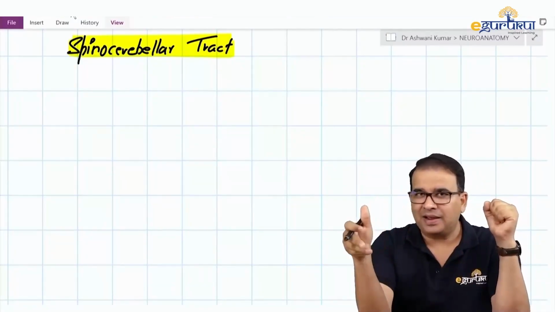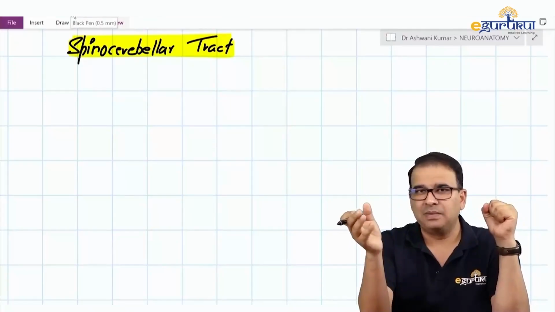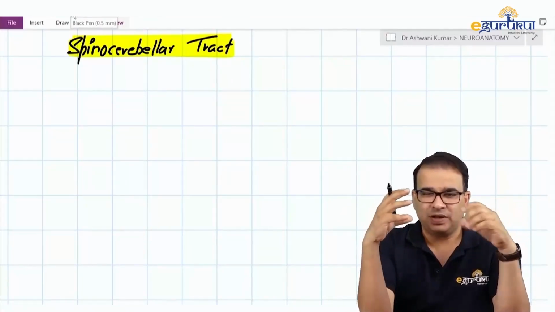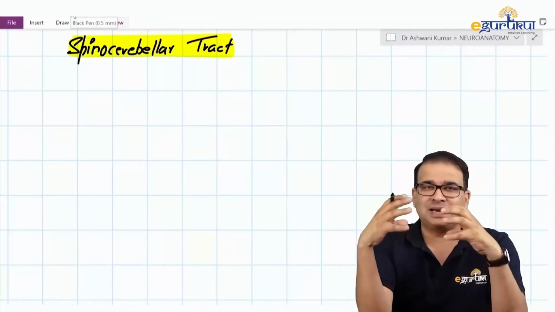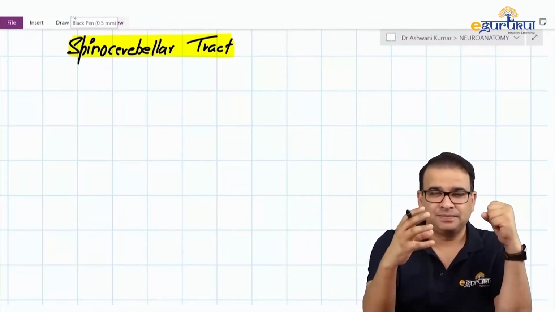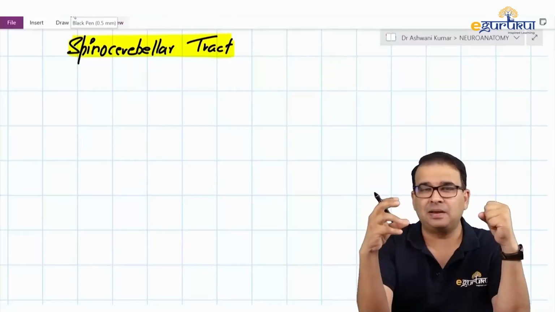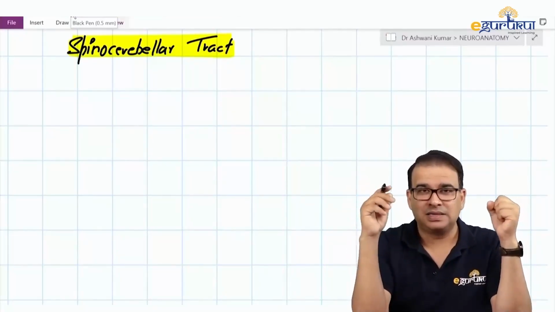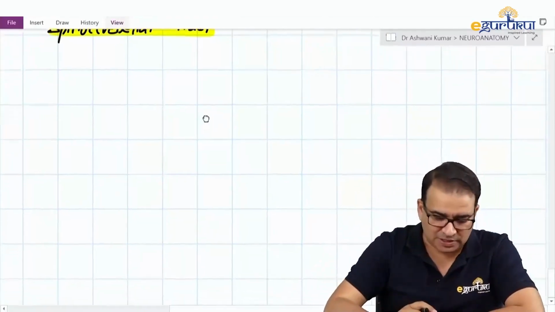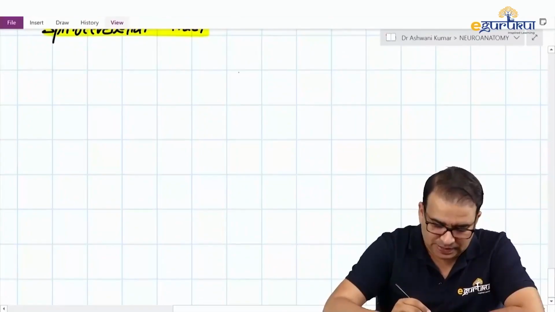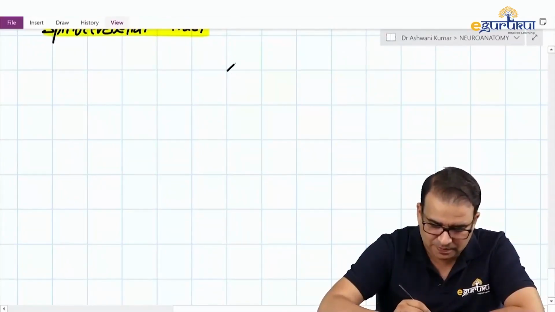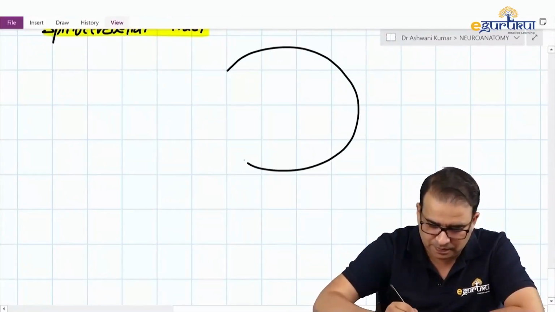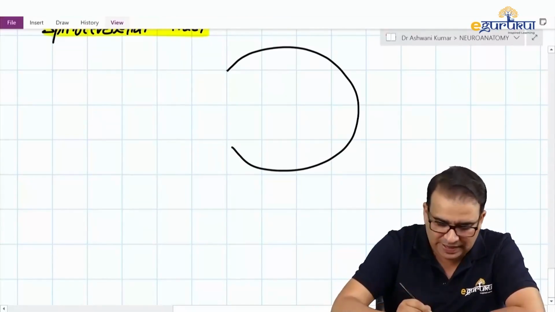But how any tract can go inside or outside the cerebellum is via three white matter bundles which are connecting the cerebellum to the brainstem, and those are called the cerebellar peduncles. Previously we talked about the cerebral peduncle. This is the cerebellar peduncle. Now imagine, let's say this here is the cerebellum, the cerebellar hemisphere. I'm just looking at one side here.